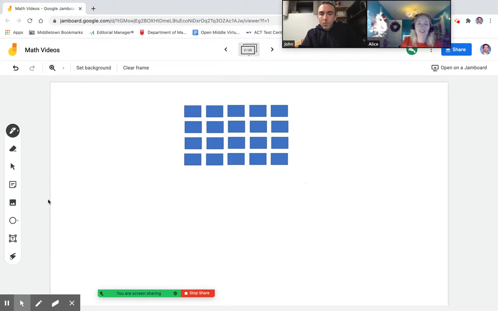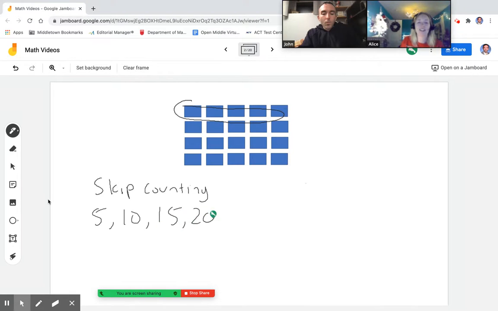Okay, so now I'm looking at this array here, and there are a few ways we could solve it. I'm going to start by doing skip counting, and I'm going to do it by 5s. You can see here that one row would give me 5. The next row would give me 10. I think skip counting by 5s is the funnest one to do. 15, and then 20. So then my answer would be 20.